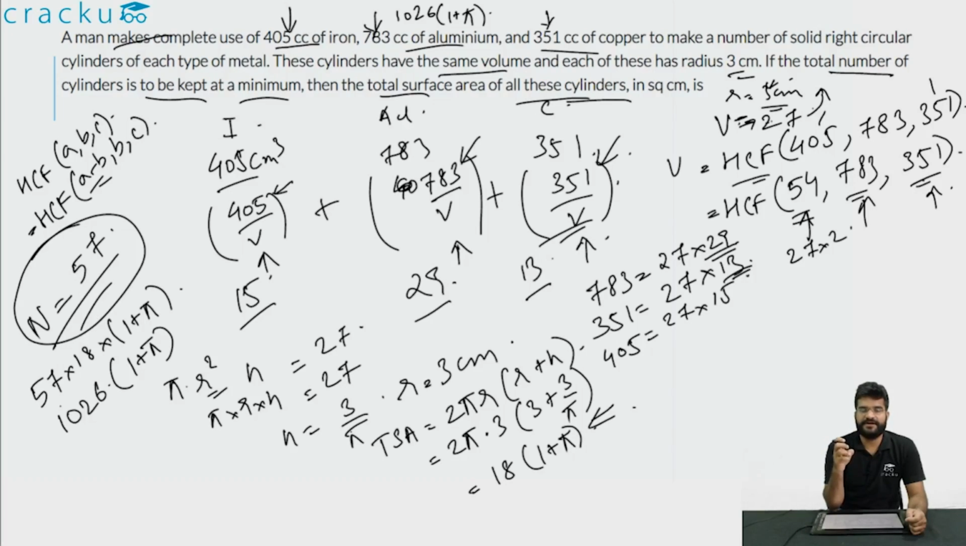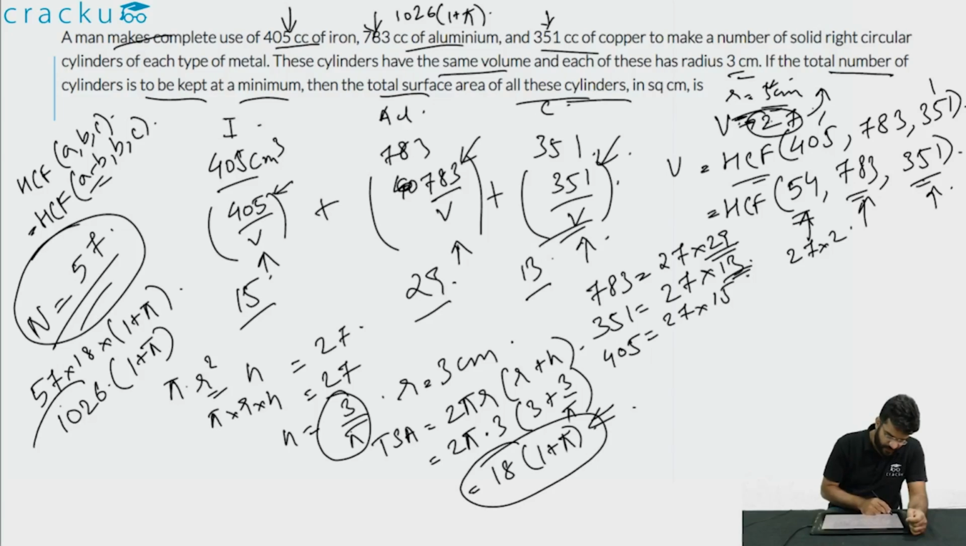Once you figure out that the volume has to be the highest common factor of these three numbers, we then calculate what is the highest common factor. We figure out that it is 27. Using the fact that the volume is 27, we calculate the height of the small cylinder, that is equal to 3 by pi. Then we calculate the total surface area of each of the small cylinders, and then we calculate the total surface area of all the 57 small cylinders.